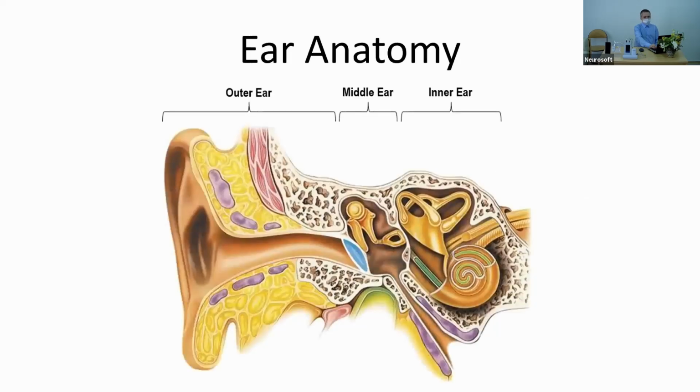Let's now discuss how this test is recorded and the principles of the response. Let's start with ear anatomy. So as we reviewed yesterday, our ear consists of three main parts: outer, middle, and inner ear. And today we will cover the middle ear part and inner ear part as well.